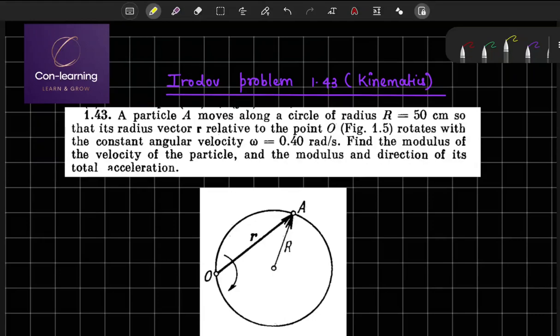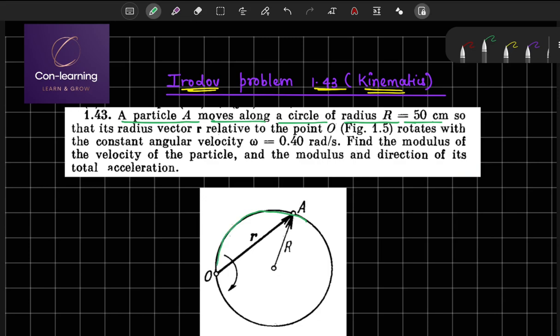Hello everyone. In this video, we are going to solve problem number 1.43 from Irodov, and that is related to kinematics. So let us first read out the problem and then we will solve it step by step. A particle A moves along a circle of radius r equal to 50 centimeter.